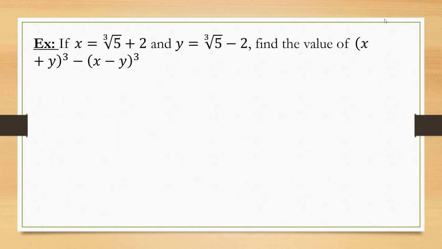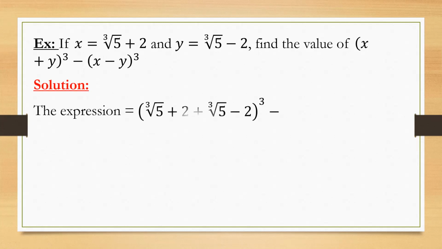Here I have x equal cubic root 5 plus 2, and y equal cubic root 5 minus 2. Find (x plus y) all power 3 minus (x minus y) all power 3. I'll put x first: (cubic root 5 plus 2 plus cubic root 5 minus 2) all power 3. Here I have 2 minus 2, and distribute another (x minus y) all power 3.